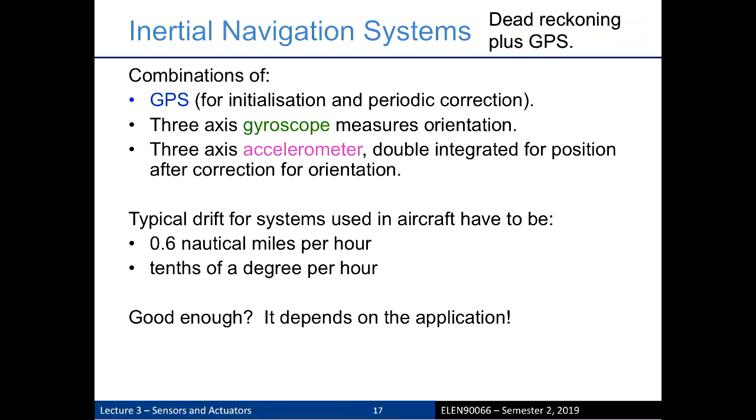A lot of embedded systems have inertial navigation systems in particular, right? Cars that have tracking on them, aeroplanes. So what is an inertial navigation system? It's essentially dead reckoning plus GPS. And I'll give you just a funny anecdote.